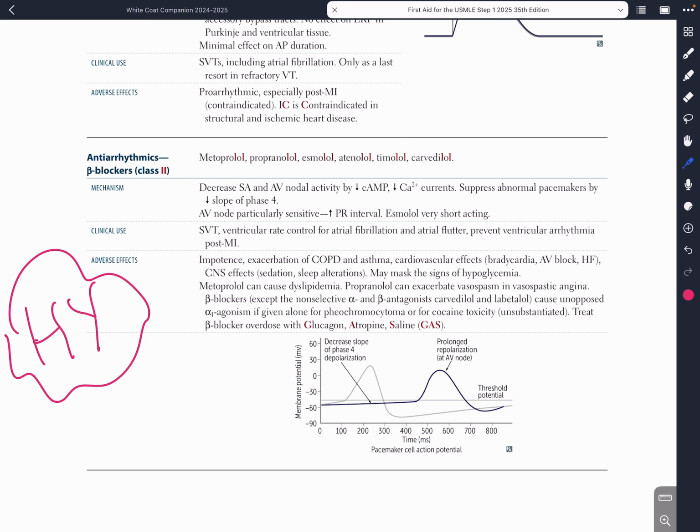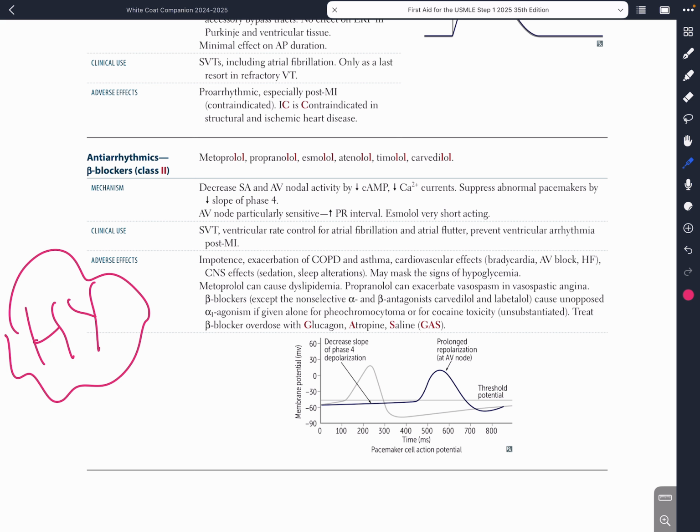CNS effects of beta blocker is it can cause sedation, sleep alterations. May mask signs of hypoglycemia. So diabetics should be very careful of hypoglycemic signs like autonomic signs like sweating, palpitation. So beta blockers can cause sedation and sleep alteration, and it can mask hypoglycemia, means patient is hypoglycemic, but patient doesn't know that they are hypoglycemic. It doesn't cause hypoglycemia, it just masks hypoglycemia.